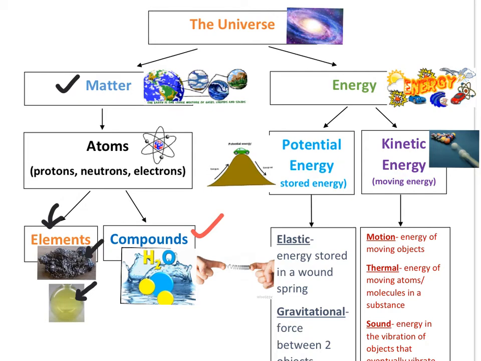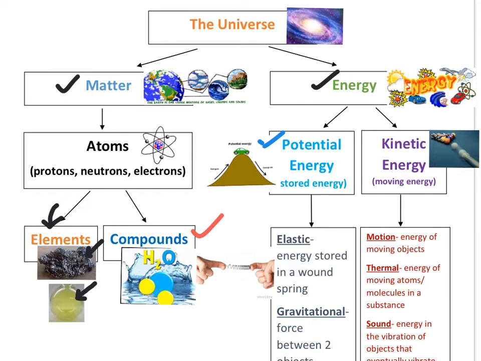But we can't forget the right side, the energy side, because energy is what drives everything. It's what drives the movement of the matter in the universe. Basically, energy can be divided into two different types. We've got potential energy, which is right here on the left side of the energy. And that is what we call stored energy. Potential energy is stored energy.